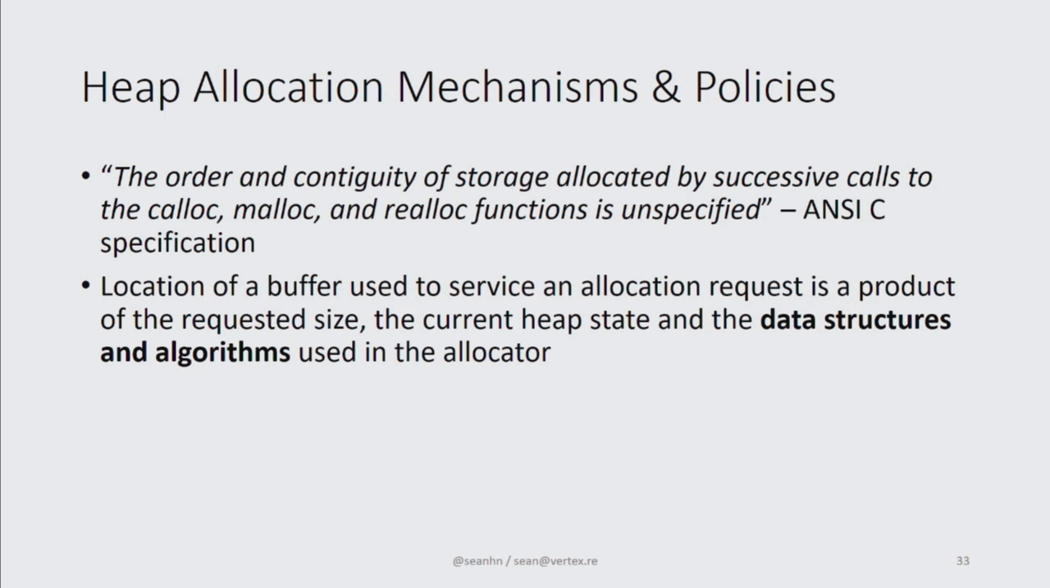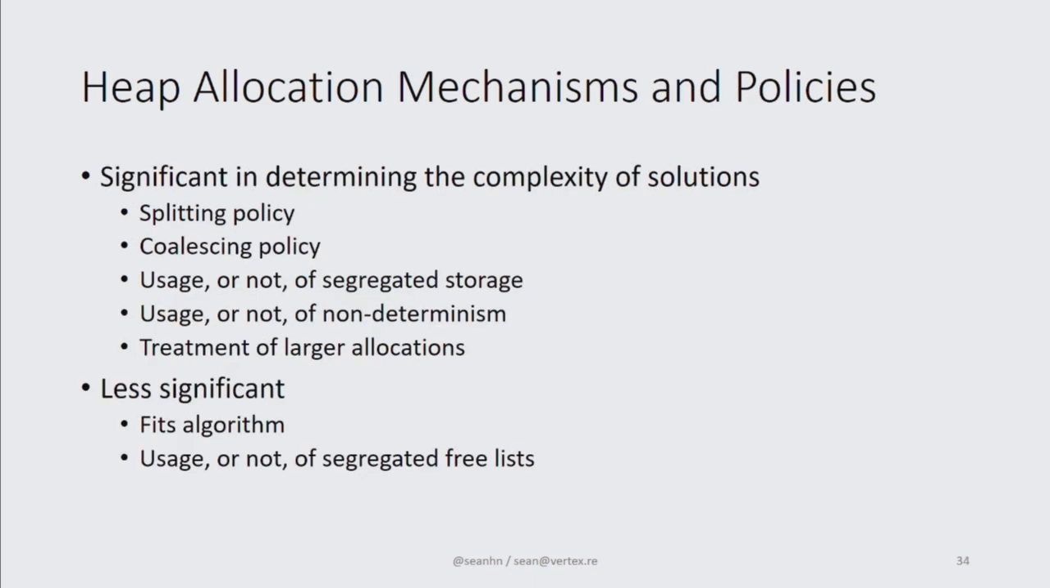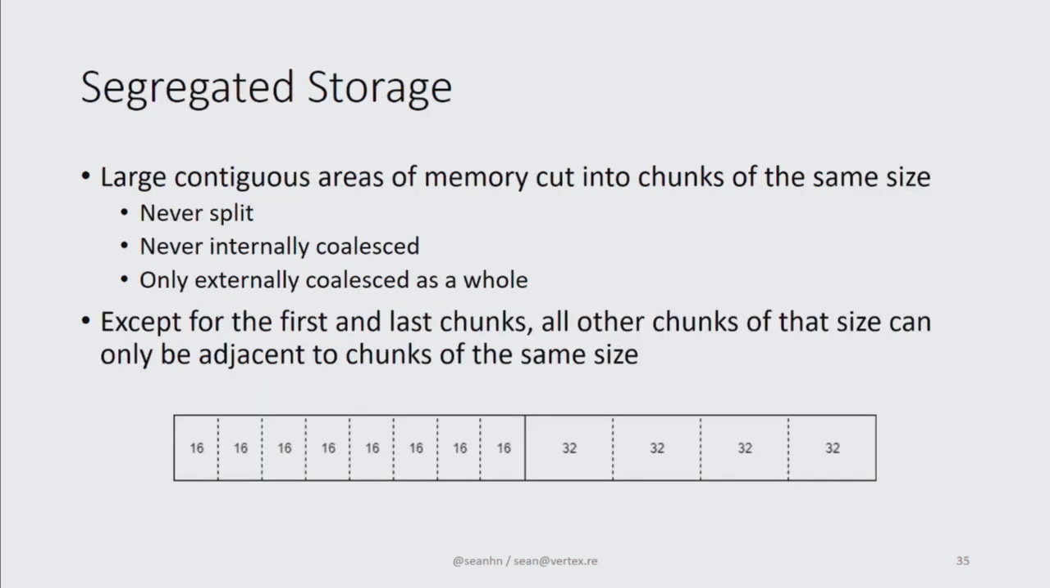Okay, so as I mentioned, allocators have vastly different design strategies, and they use vastly different data structures and algorithms. There are a number of different design decisions that an allocator developer can make, which can make the process of laying out a heap more or less difficult. So there are a few here which I've listed that are significant, some that are less significant. I'm not going to go into any of these except for one, because it is by far the dominant factor in determining the difficulty of this type of problem. And that is whether or not an allocator uses segregated storage.